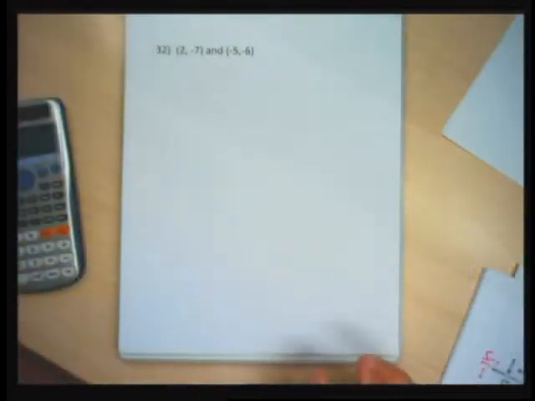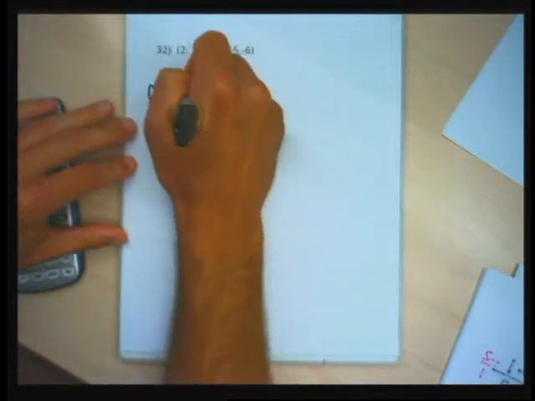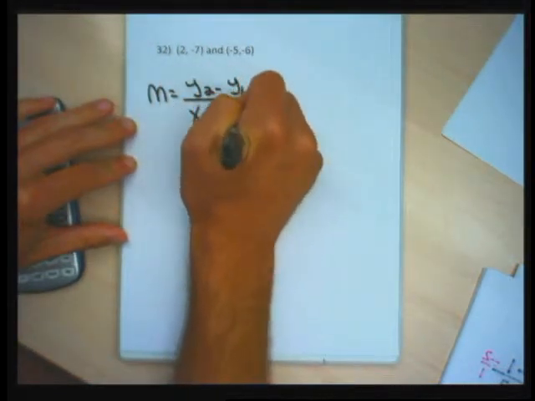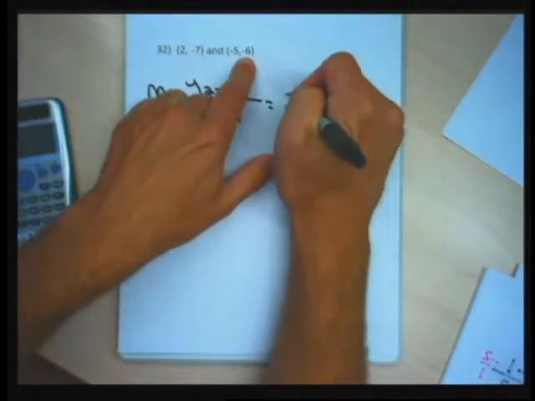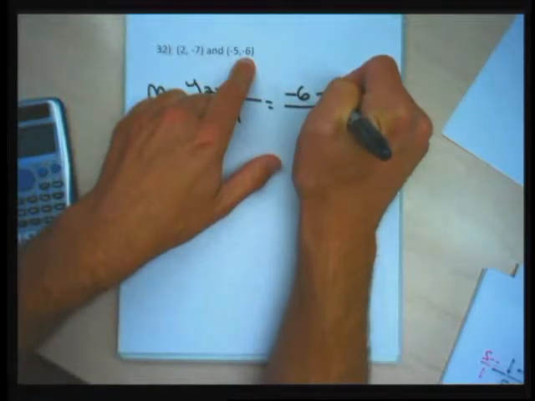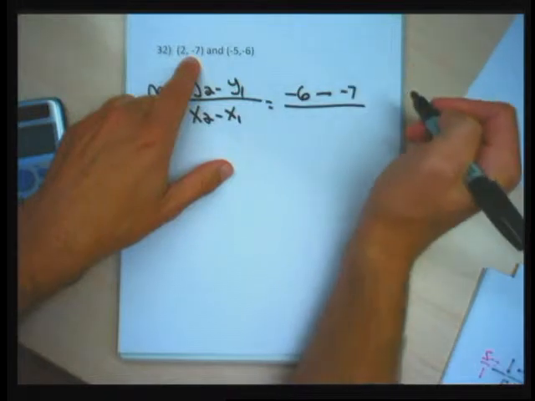32 gives me 2 points, wants me to find the slope. Slope given 2 points, you can use the formula y2 minus y1 over x2 minus x1. y2 is the y-coordinate of the second point that's written, which is -6. I'm going to put the minus sign from the formula. Then I'm going to put the y-coordinate of the first point which is written, which is -7.